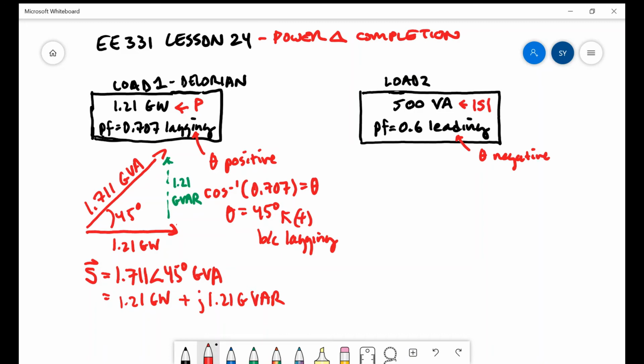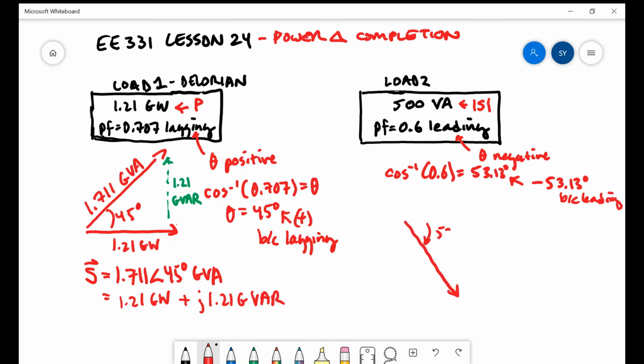Okay, let's do the math. Inverse cosine of 0.6 would yield 53.13 degrees, and I know that needs to be a negative 53.13 degrees because of the leading statement. That means it's capacitive. So I know that the angle is pointed down by 53.13 degrees, negative 53.13 degrees, and that the magnitude, that is the hypotenuse, is 500 volt amps.